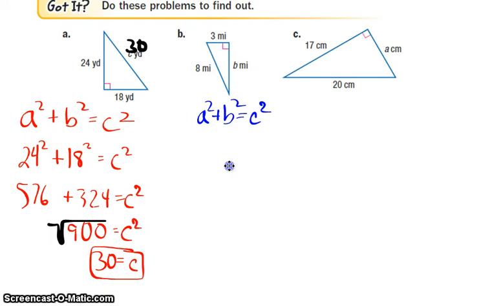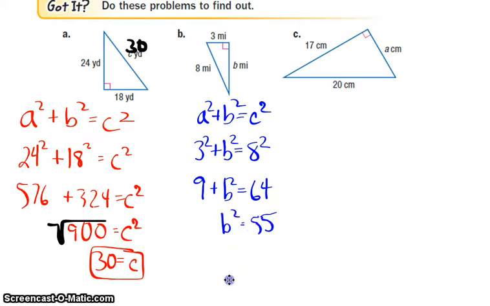Start with a formula, and let's plug in what you know. Okay. Now notice this time they're having you solve for a leg. They didn't give you B, so B stays B squared. Next, do your exponents. Okay. Then to get B squared by itself, we have to subtract 9 from both sides. So 64 minus 9 is 55.